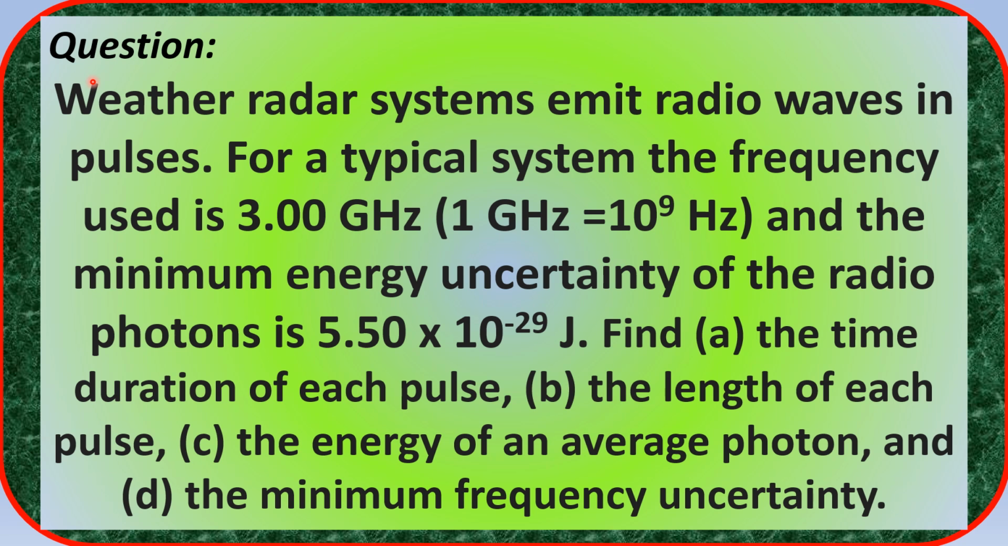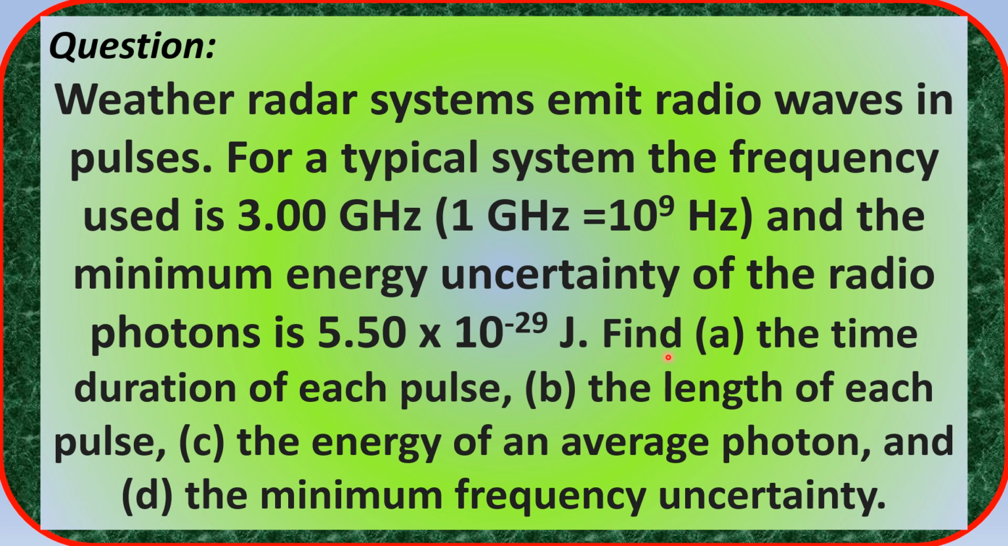The question is, weather radar systems emit radio waves in pulses. For a typical system, the frequency used is 3.00 gigahertz. That's equivalent to 3.00 billion hertz. And the minimum energy uncertainty of the radio photons is 5.50 times 10 to the negative 29 joules.